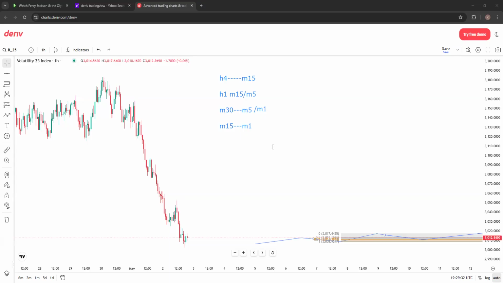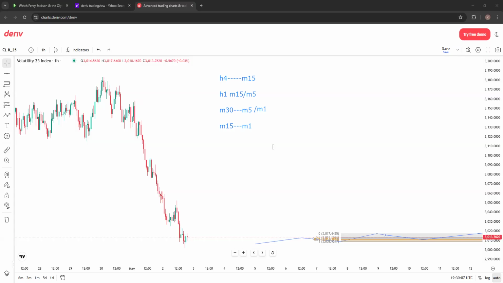So now, this is where most people get it wrong. Most people want to know how long to hold trades for. So if I do my analysis in H4 and then I take my entry in M15, if it's a good trade, I want to be holding that trade for at least 8 hours or 10 hours. And during that time, it should be giving me good profit.